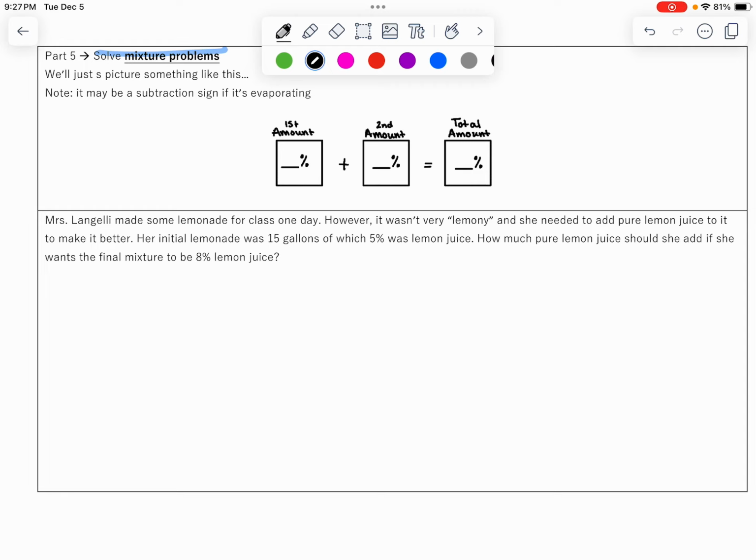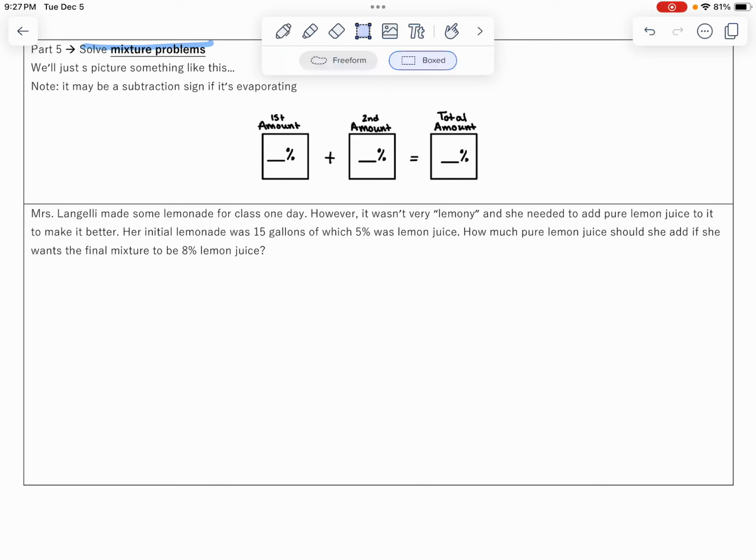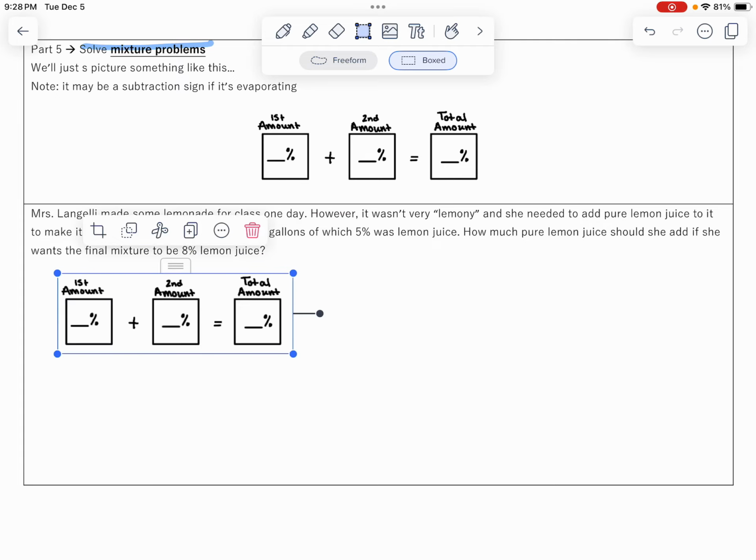Okay, back to this. Mrs. Langella made some lemonade for her class one day. However, it wasn't really lemony enough, so she had to add some more pure lemon juice to make it better. Her initial lemonade was 15 gallons, of which 5% was pure lemon juice. How much pure lemon juice should she add if she wants the final mixture to be 8% lemon juice?